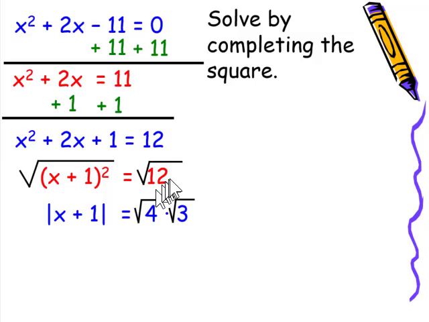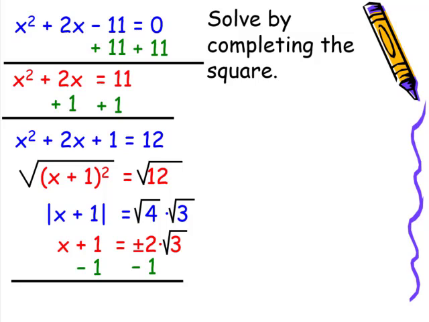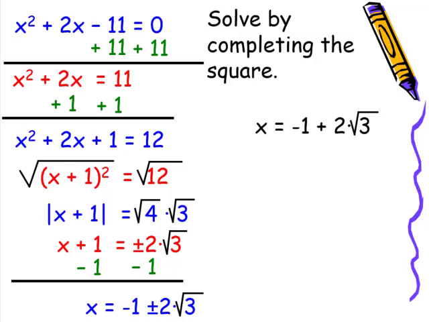This radical can be simplified to the square root of 4 times the square root of 3. Remember, 4 times 3 is 12. Now we know what the square root of 4 is, it's 2. That's why I factored out the perfect square. So you always want to try to factor out your largest perfect square when you're solving this. So that means that x plus 1 equals plus or minus 2 times radical 3. We could subtract 1, so x equals negative 1 plus or minus 2 radical 3. So x equals negative 1 plus 2 radical 3, or x equals negative 1 minus 2 radical 3.